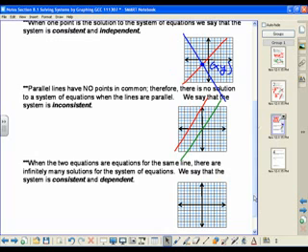Now, when the two equations are for the same line, there are infinitely many solutions. We say the system is consistent and dependent.